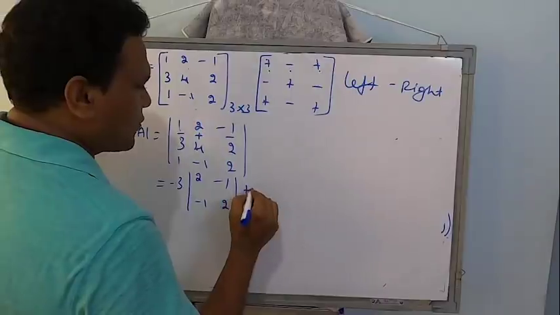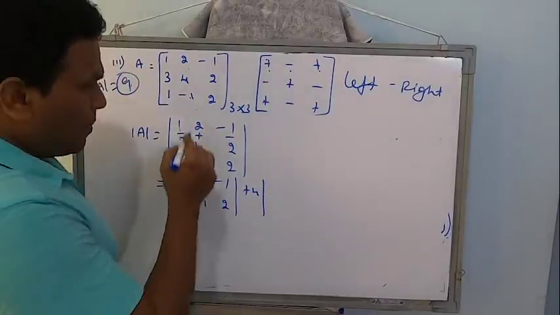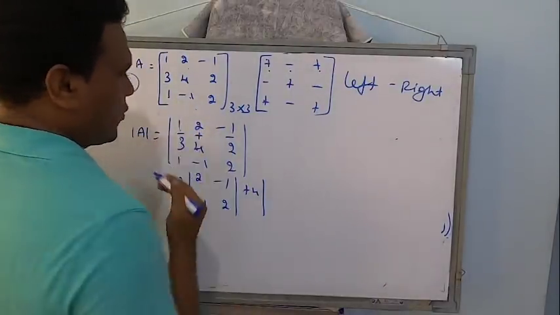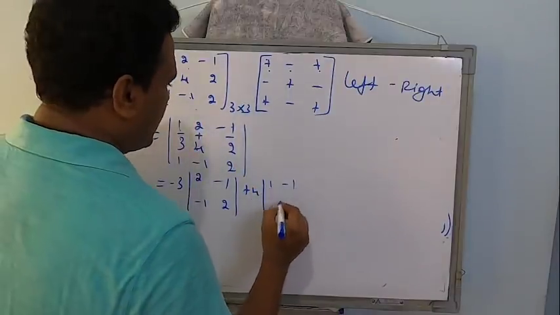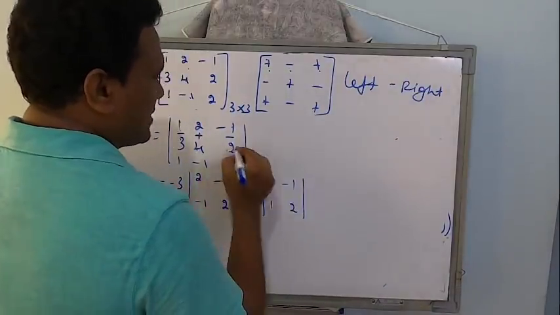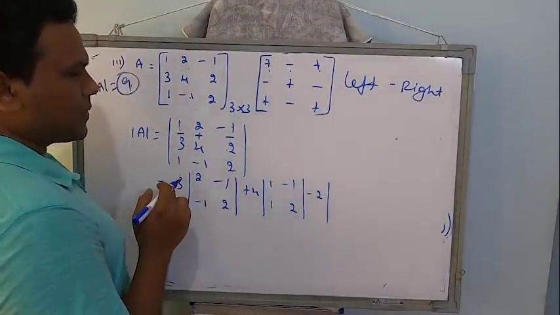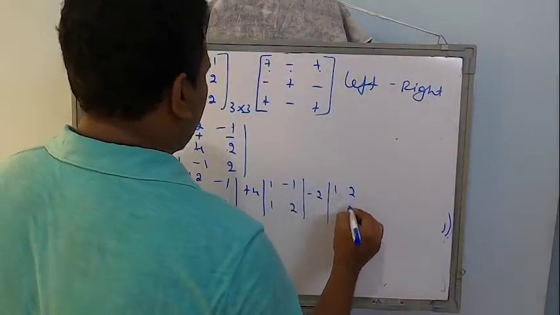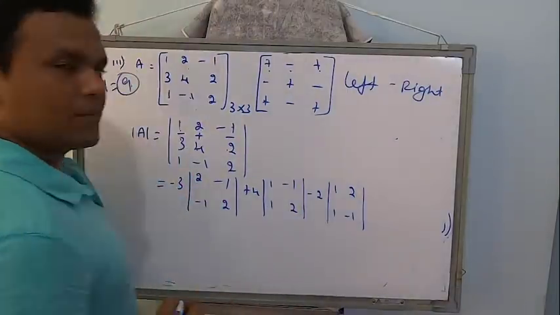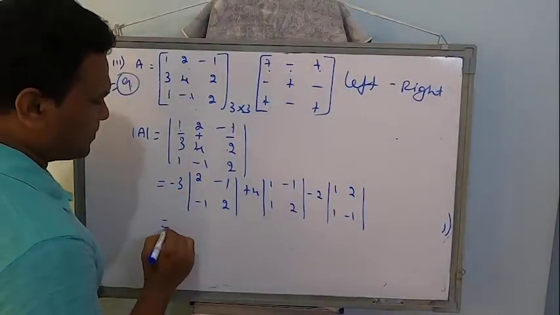The next element is plus 4. Okay. Block the column and row in which 4 is present. The remaining elements are 1, minus 1, 1, 2. The last element is minus 2. Leaving the column and row in which it is present, the remaining elements are 1, 2, 1, minus 1. So let me expand and check the value, please.